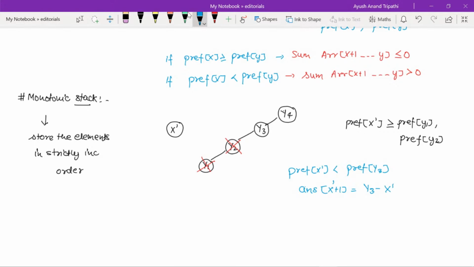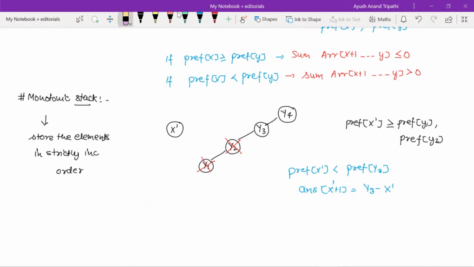Why am I updating the answer for x dash plus 1? Let me explain it to you. Let's say I have index x dash here and then y3 here. If this sum is greater than 0, then we'll update the answer. So this is the index from which the sum is greater than 0, so the starting index is x plus 1. That's why I'm updating the answer for index x dash plus 1. So this is the complete approach. Is it clear to everyone?